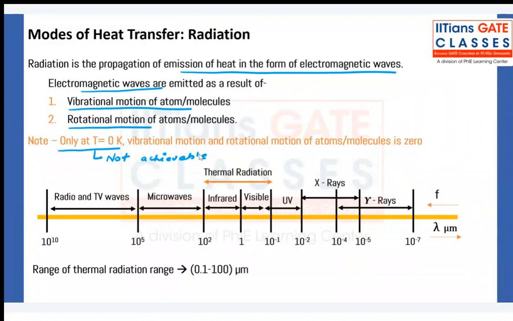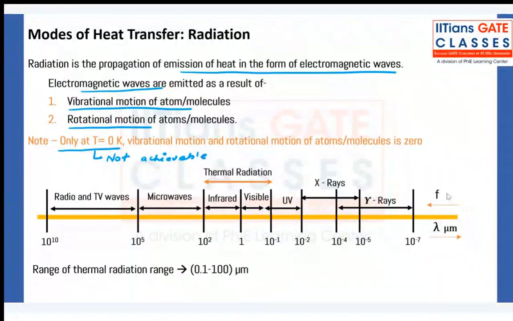That means all bodies are at a temperature higher than 0 Kelvin, whatever the temperature is, room temperature or any other. So all the bodies which are at a higher temperature than 0 Kelvin radiate heat, because they have vibrational and rotational motion. Because of that, they can emit electromagnetic waves, and so they are emitting radiation.